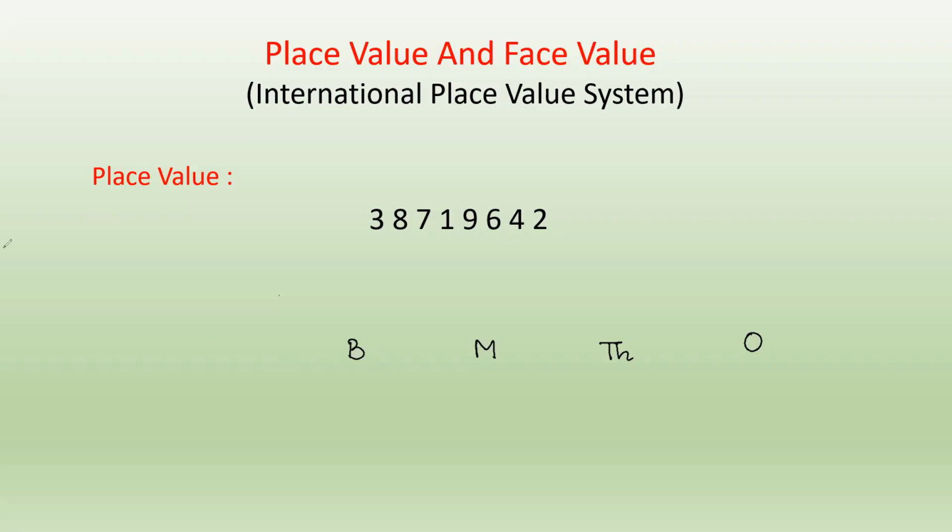Now, the first period of ones has three places in it: ones, tens, and hundreds. The second period of thousands also has three places in it: thousands, 10,000s, and 100,000s. Millions also have three places: millions, 10 millions, and 100 millions. And the same is for billions. So we have billions, 10 billions, and 100 billions.